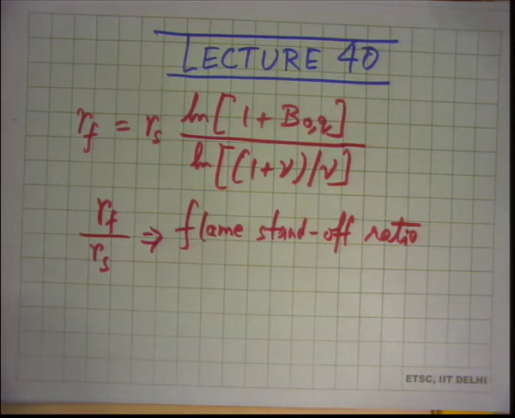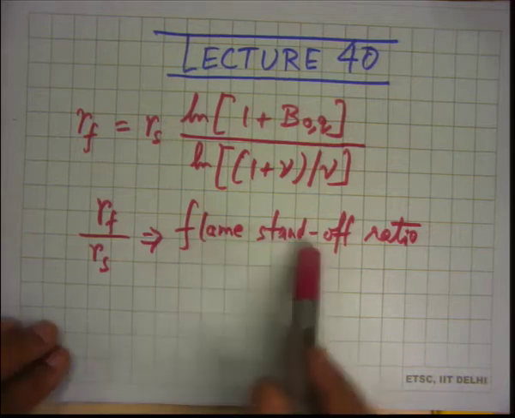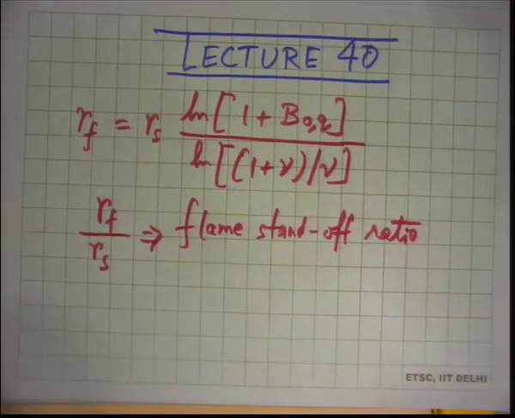So in a quasi-steady model of droplet combustion, this flame standoff ratio turns out to be a constant, but actually it's not. In a real droplet combustion model, it will have some variation with time. Basically, with time, the initial stage of droplet evaporation and the final stage of droplet consumption, there will be some variation of RF by RS. But this is called a flame standoff ratio.